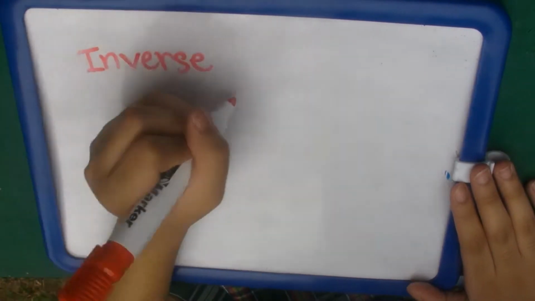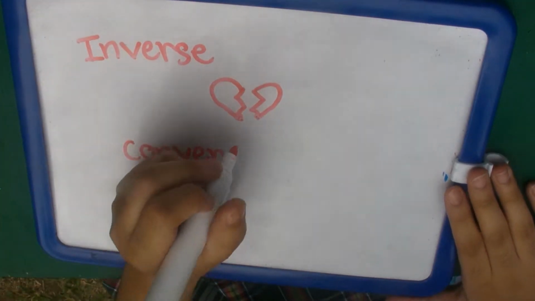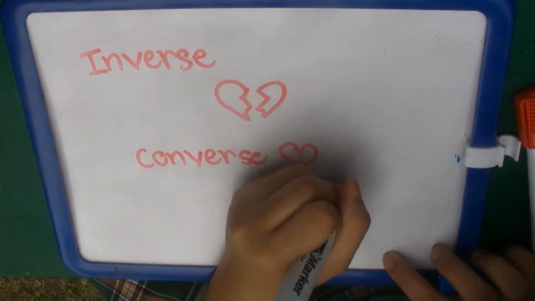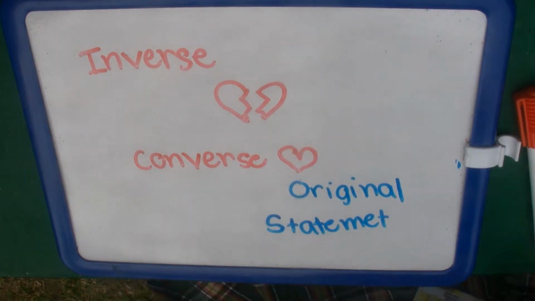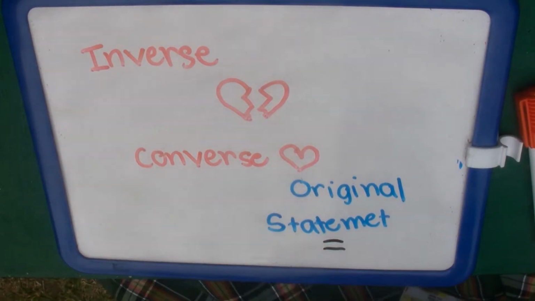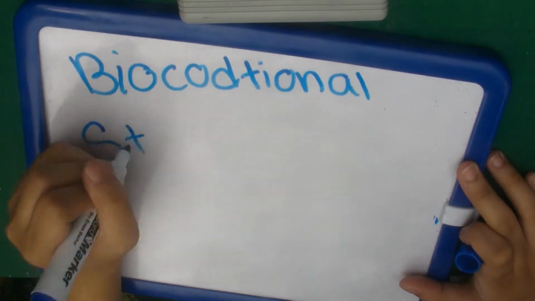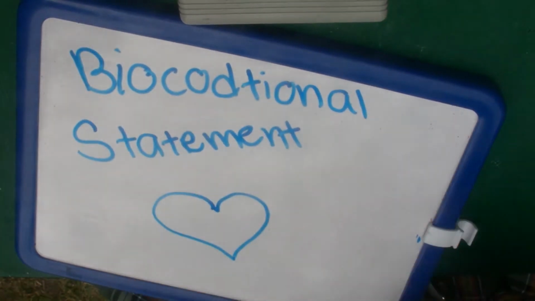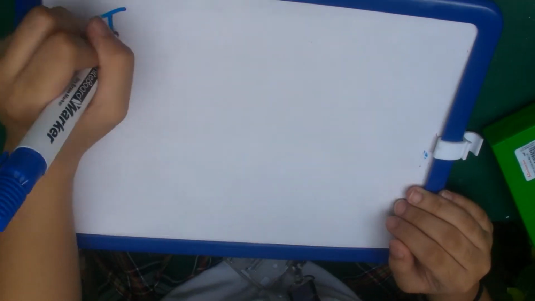Now time for a final statement. Biconditional statements are like the child of both the converse and the original statement. They merge both the original statement and the converse. Biconditional statements can be made if both the original statement and the converse are true. Please note that IFF means if and only if.